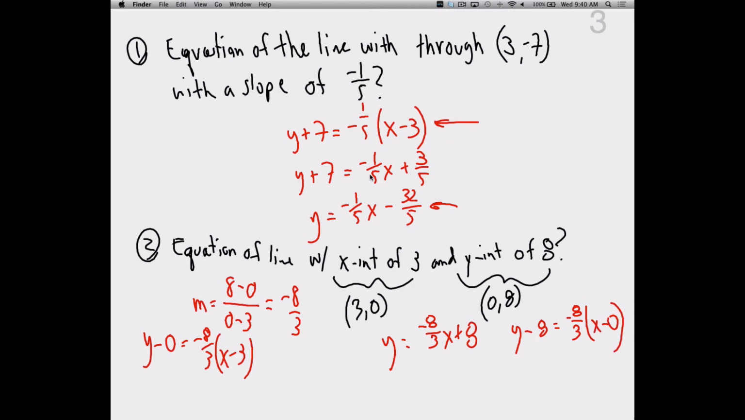And you can see how close those equations are. Here all I have to do is get rid of the 0, move the 8 to the other side, it looks just like this. Here all I have to do is get rid of the 0, distribute the 8/3, it looks just like this. They won't always look the same. You'll see in a couple more examples that I work through. You'll get 2 answers that look completely different but are still representing the same line.